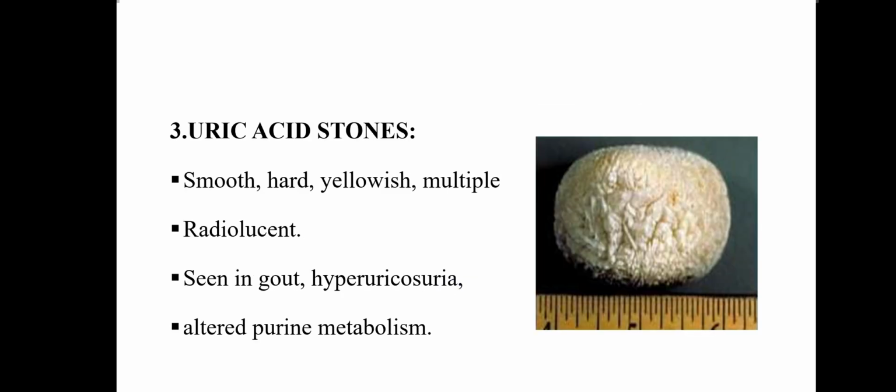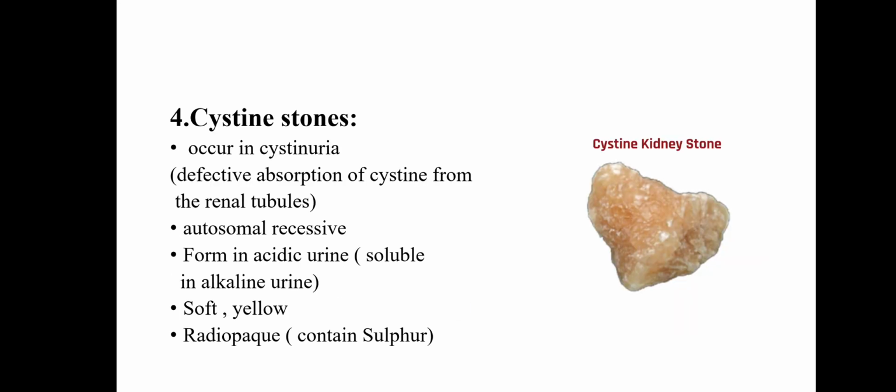Next one is the uric acid stones. These especially occur in urine metabolism problems like altered purine metabolism, like in gout and hyperuricosuria. These are radiolucent. Morphologically, these are smooth, hard, yellowish, and multiple.